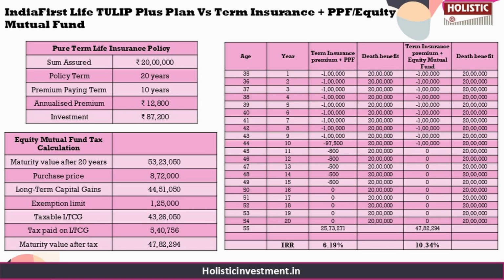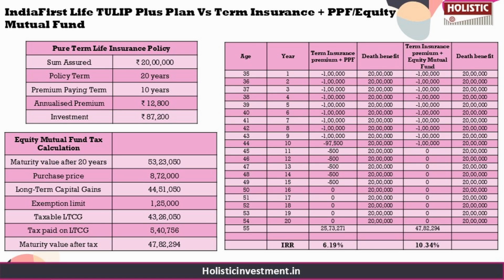So the India First policy offers a life cover of 10 lakhs along with market linked investment exposure. To make a fair comparison, we are going to consider a pure term insurance policy for life cover purpose with a 10 lakh sum assured, which will cost us an annual premium of just 12,800 rupees for a 20-year policy term and 10-year premium payment term. So this leaves us with 87,200 rupees per year available for investment if you compare the premium budget we had for the India First policy.